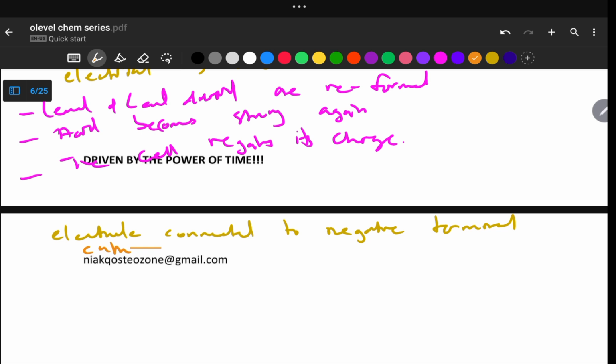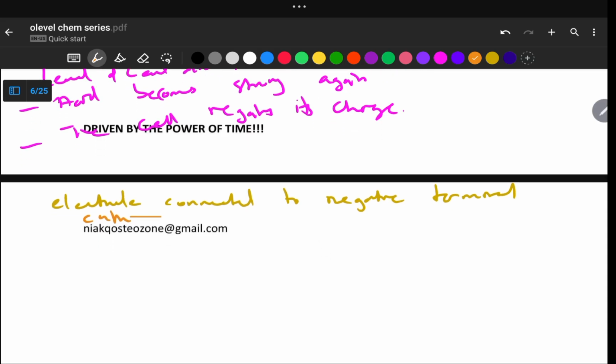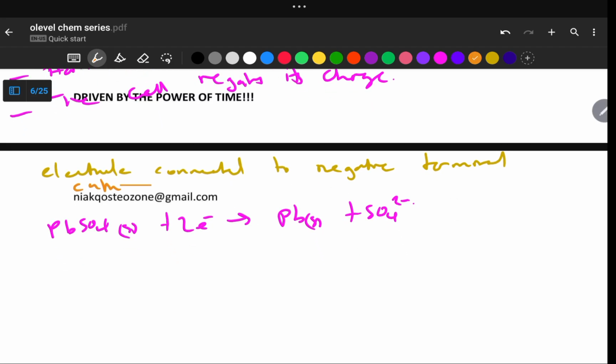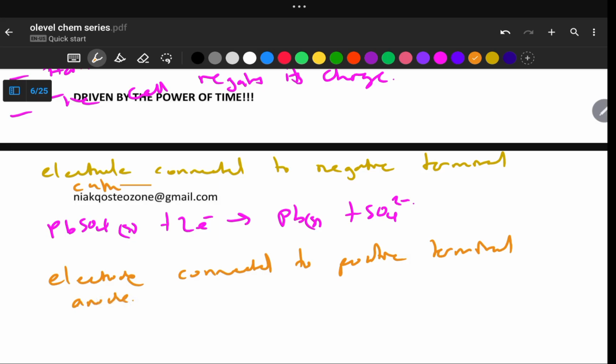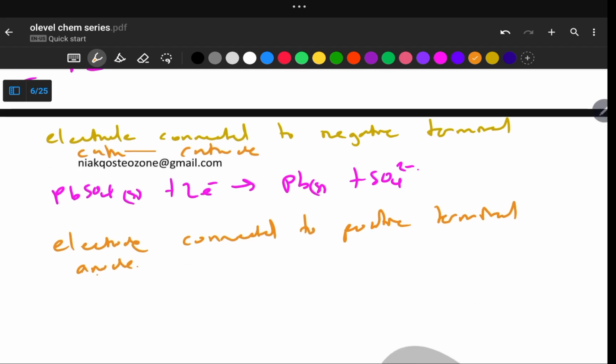So you must understand that we are reversing the reactions. So we are going to have the reaction, lead sulfate plus 2 electrons to give the lead metal plus the sulfate ion, and then the electrode connected to the positive terminal is going to be our anode, right? We say this one is the cathode, so this one is going to be our anode.